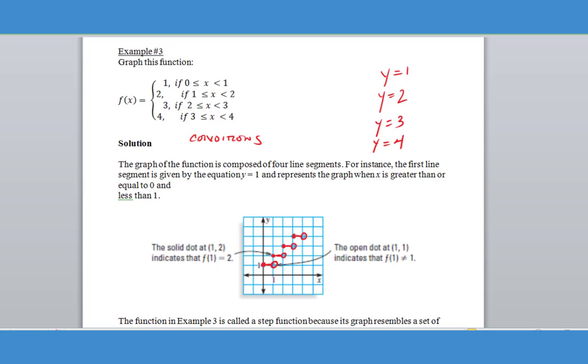Now, the net effect of this is it creates this staircase looking effect. And since it does, we call this a step function. So whenever you have these little horizontal pieces that create stair steps, we're going to call this a step function. Now, it's very important that you put the open dots and the closed dots in the correct place so that it would pass the vertical line test.